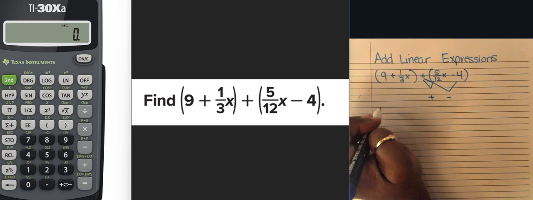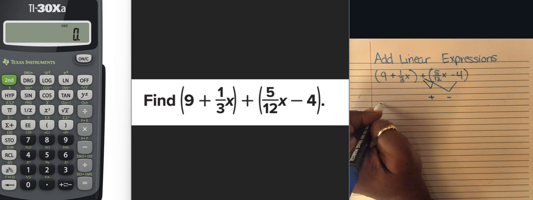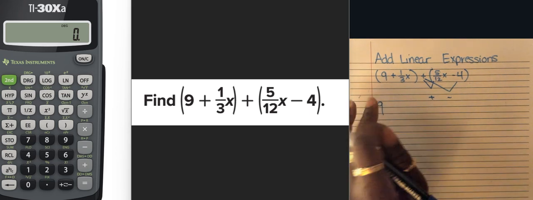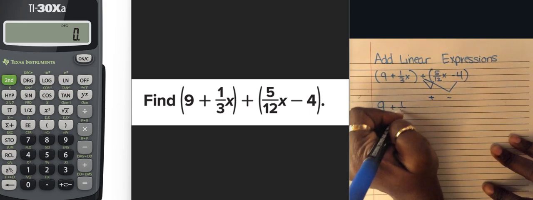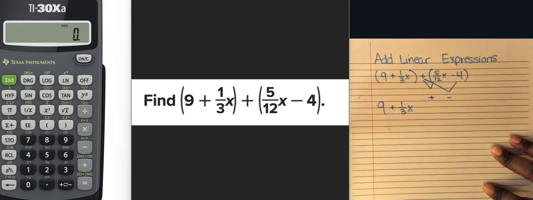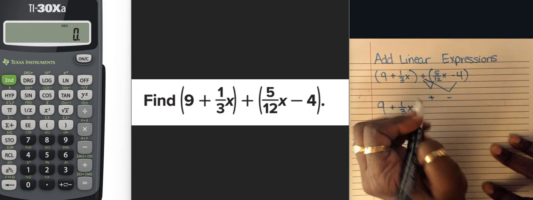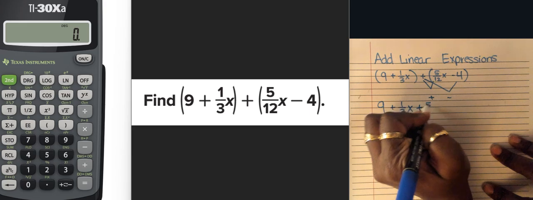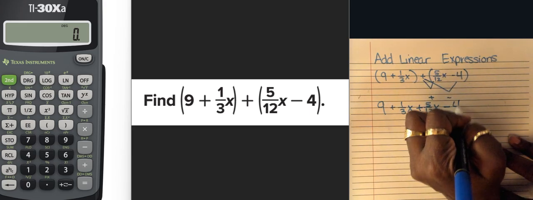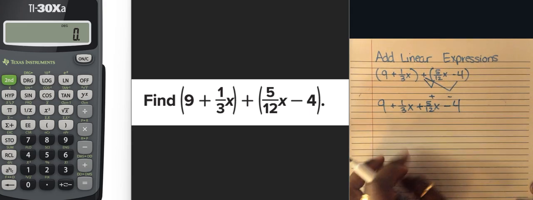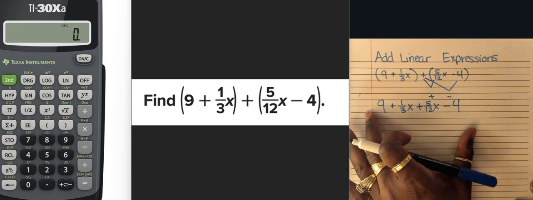So to rewrite this, it would look like this: 9 plus 1/3 x. I'm going to take it out of the parentheses. And then we have plus 5/12 x. And then we have minus 4. Okay. So this is what our problem looks like when it comes outside of the parentheses.